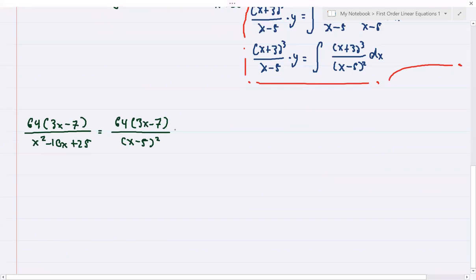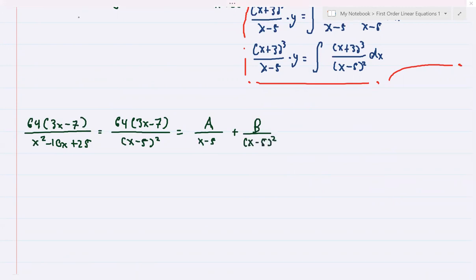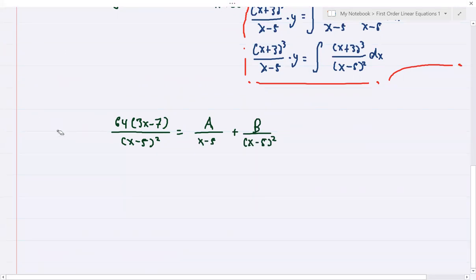So for this case, this is the same as what? A all over x minus 5 plus B all over the square of x minus 5. We're going to use partial fraction second case, which is repeating factor. Because if we have this one, then you're going to do like this: x minus 5, then x minus 5 squared. So yeah, let's proceed.